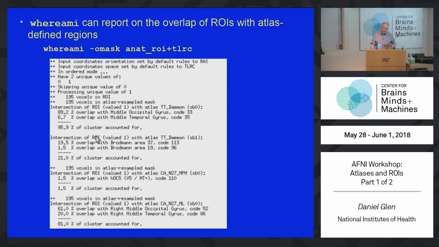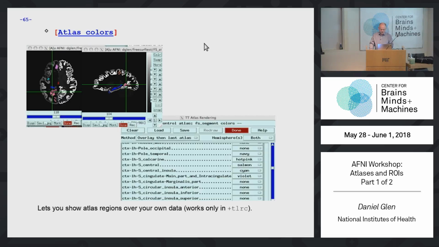What else can Where Am I do? Where Am I can report the overlap with a mask, just as we saw in the Clusterize plugin. This can be done with whereami -omask. You give it the region, and it looks at it and says, okay, there's a value for every unique value. It will see the overlap across your atlases. In this case, 89% of this region overlapped the middle occipital gyrus, but it goes through all of the atlases like that. We also looked at atlas colors yesterday. So you can color all the different regions. If you're interested in a particular area, you can show it inside AFNI in the GUI.